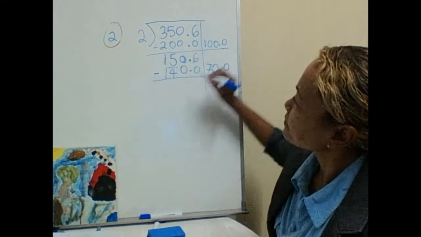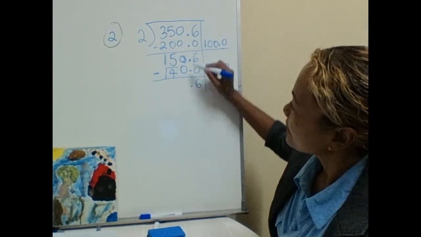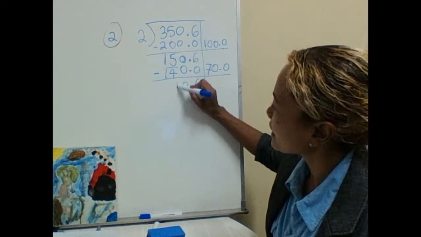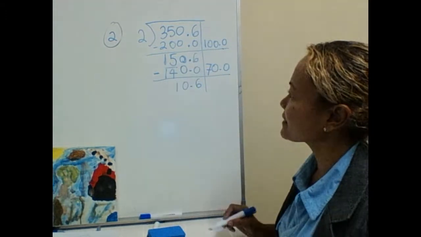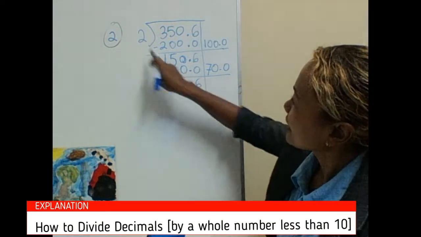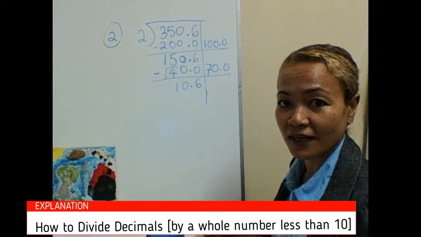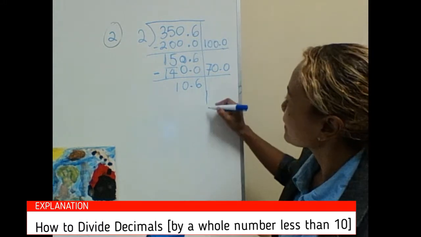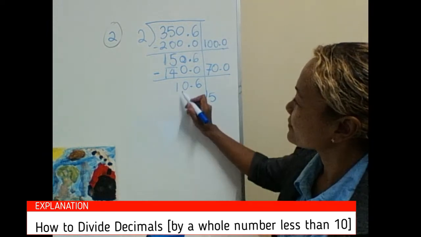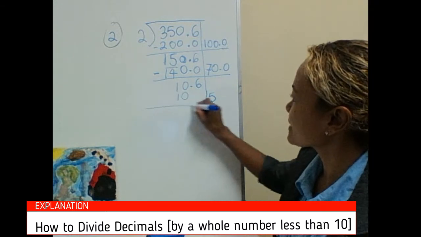Subtract that. 6 minus 0 is 6. 0 minus 0 is 0. 5 minus 4 is 1. 1 minus 1 is 0. Right. We're down to 10.6. Does 2 go into 10? Yeah, 2 times 5. That's one of the easiest ones you can think of. 2 times 5 is 10. 2 fives are 10.